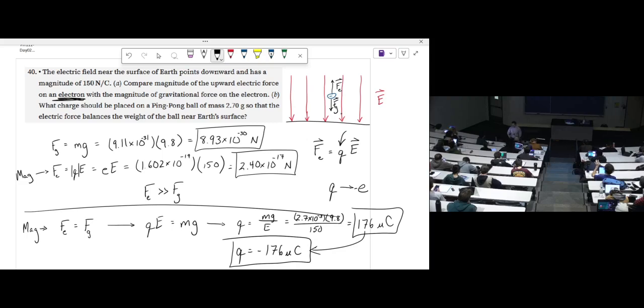Yes, if the electric field had been pointing up in this case, this would have had to have been a positively charged ping pong ball. Try playing ping pong with a positively or negatively charged ping pong ball in the Earth's electric field. Well, you'd end up getting that the ping pong ball would just go straight instead of bouncing off the table.